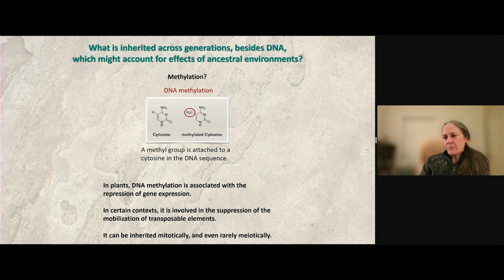Methylation has been shown to be inherited mitotically, that is, the methylation mark can be copied along with the DNA strand during mitotic cell divisions, and it has even been shown to be inherited across organismal generations meiotically. So DNA methylation actually is a pretty intriguing mechanism whereby an environmentally induced change in methylation status might actually be able to be transmitted directly from parents to offspring.